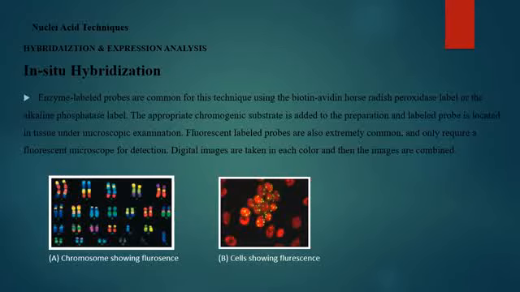Digital images are taken in each color and then the images are combined. So you take these digital images in different colors and then combine them to form your FISH, fluorescence in situ hybridization.